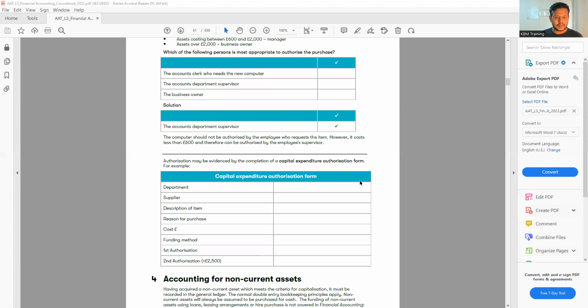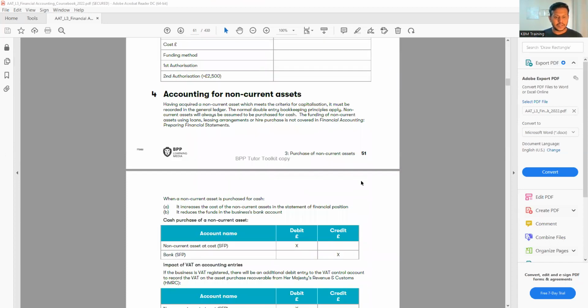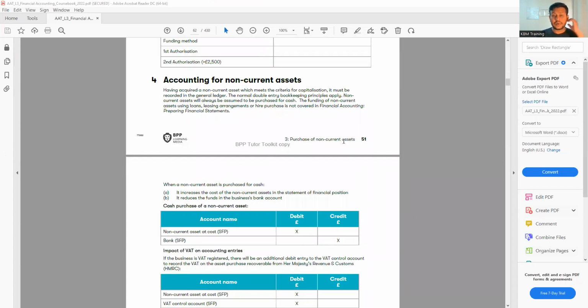Let's have a look at this one. Then we have the accounting for non-current assets. So what happens if we buy any non-current asset? We have to remember one thing: if you purchase any non-current asset, the asset will come to the business. So asset will be debit.